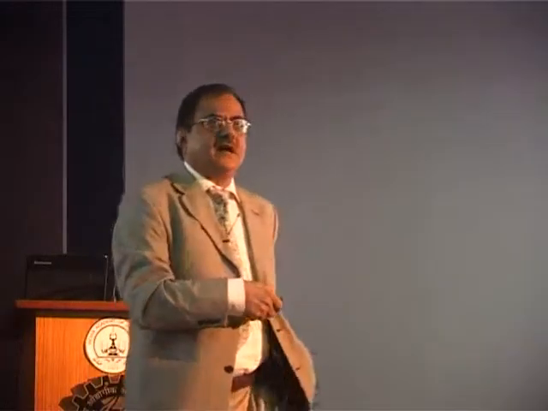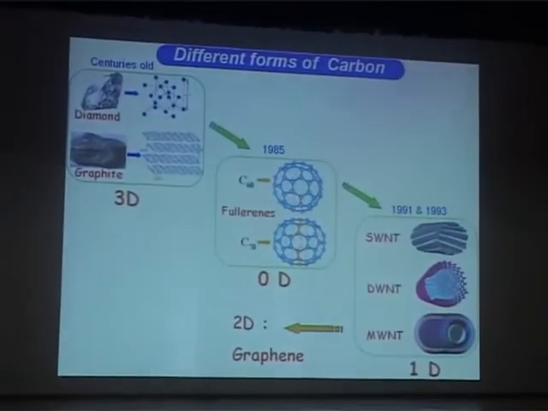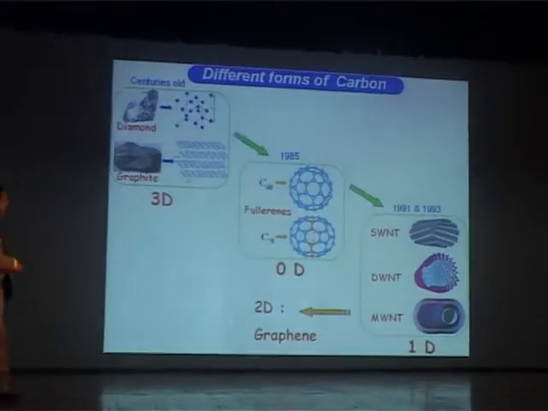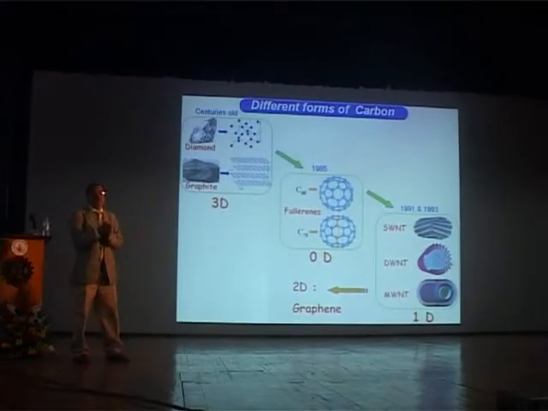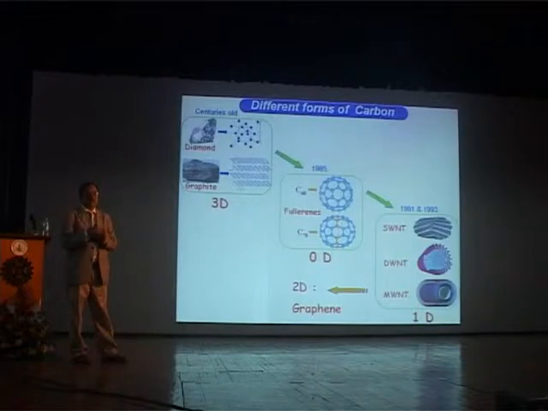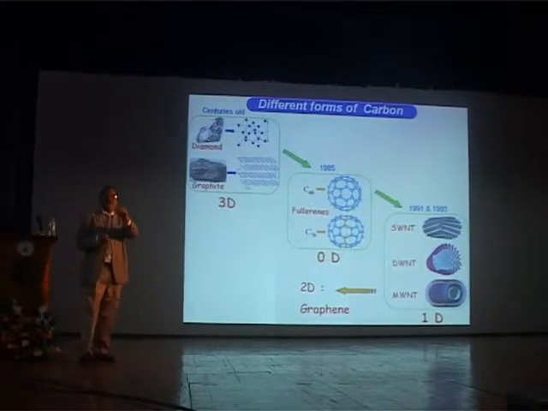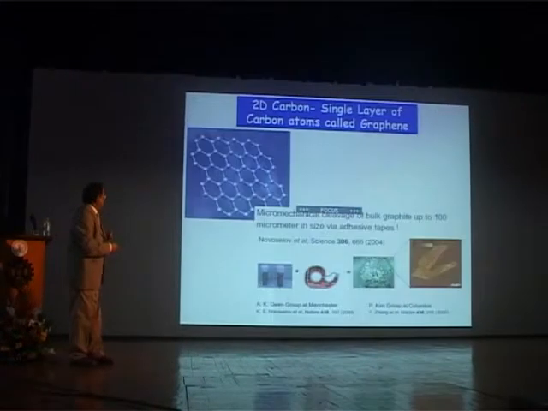into this commercial scene. So I started with this diamond and graphite, three-dimensional carbon. I brought you to zero-dimensional carbon, namely fullerene. Then I said 91 was the discovery of nanotubes, so this is one-dimensional carbon. So what was missing from this happy family was two-dimensional carbon. And what is two-dimensional carbon? We all know it is just a sheet of carbon made in a way you can isolate from graphite.